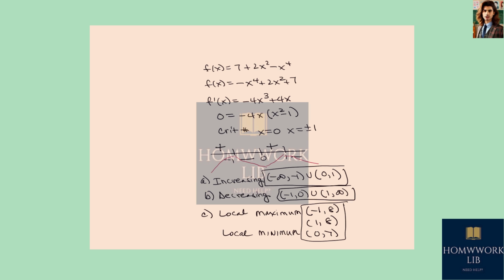Now I want inflection points, so I'm going to need my second derivative. That's negative 12x squared plus 4. I'm going to set that equal to 0, and I'm going to factor out a negative 4, and that gives me 3x squared minus 1. So 3x squared minus 1 equals 0. That gives me x squared is a third. So x is plus or minus radical 3 over 3.